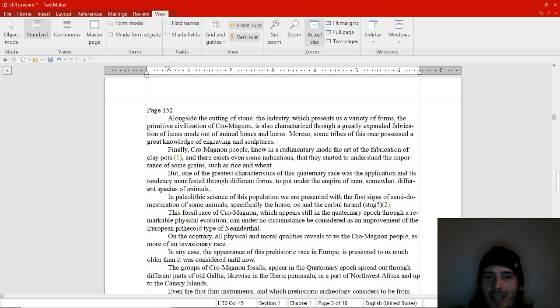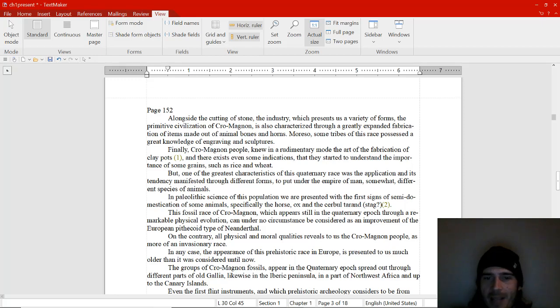But one of the great characteristics of this quaternary race was the application and its tendency manifested through different forms to put under the empire of man somewhat different species of animals. In Paleolithic science of this population, we are presented with the first signs of semi-domestication of some animals, specifically the horse, ox, and what I think is the stag.